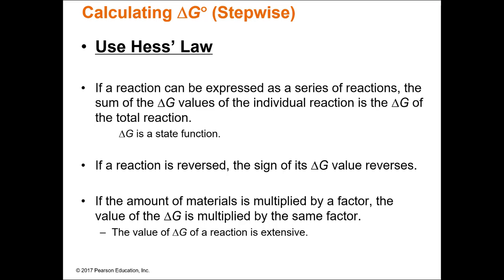We might also have a case where we are expressing things as a series of reactions, and we could use the more general definition of Hess's law in that case. So again, we can add up the individual reactions to get the delta G of the overall reaction. If we reverse the reaction, we reverse the sign of delta G, and if we multiply it by a factor, we multiply delta G by that same factor. Again, same idea as we had for delta H.